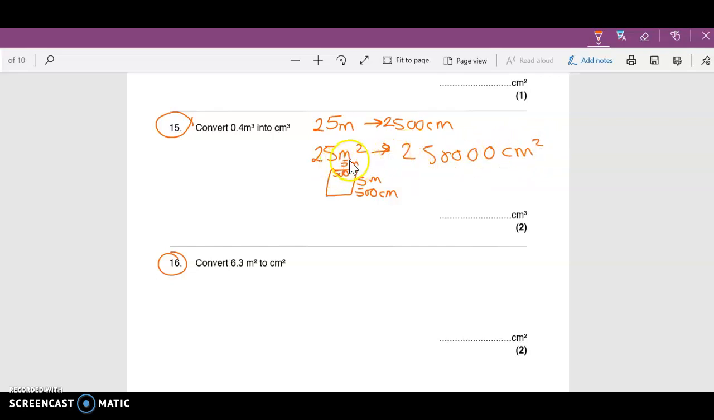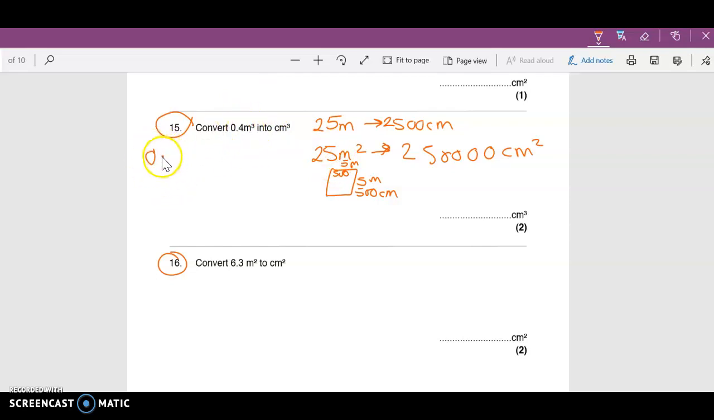So when you're changing squared units, you're going to multiply not just by 100 like you did here, you're going to multiply by 100 and then 100 again, because you've got two sides of the square. Same when you've got cubed: you're going to multiply by 100, 100, and then 100 again. Hopefully that makes sense. So let's have a go at this one.